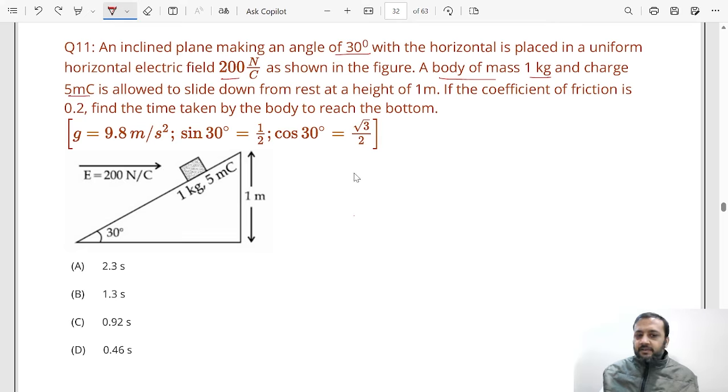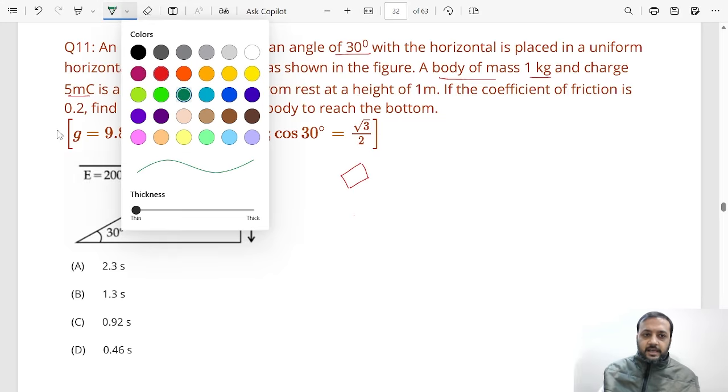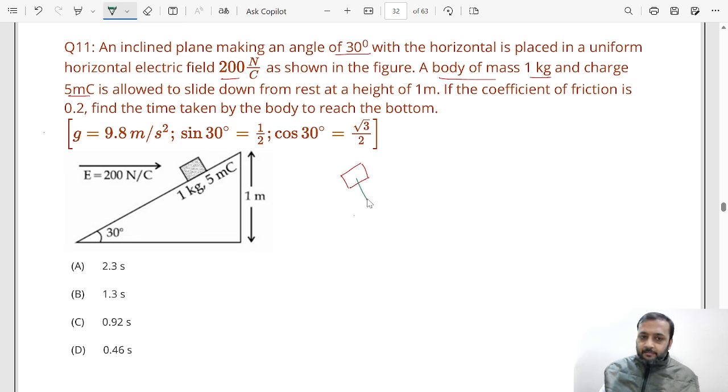So effectively, if I show you the block, let's say the block is like this over here. What are the forces? Look, mg cos 30 will act like this. That means mg into root 3 by 2. Mg sine 30 will be the driving force here. Then the electric field force will be QE like this. Look, the QE force will be like this.